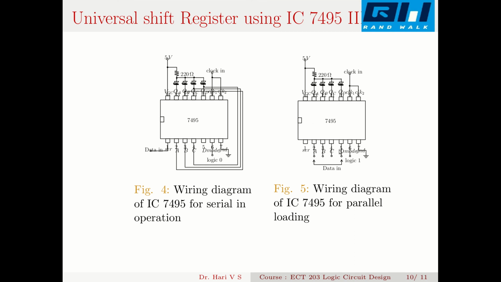You can apply clocks here and observe parallel in, parallel out operation, and you can apply the clocks and observe parallel in, serial out operation. So by a simple 7495 IC you can demonstrate the use of a universal shift register.